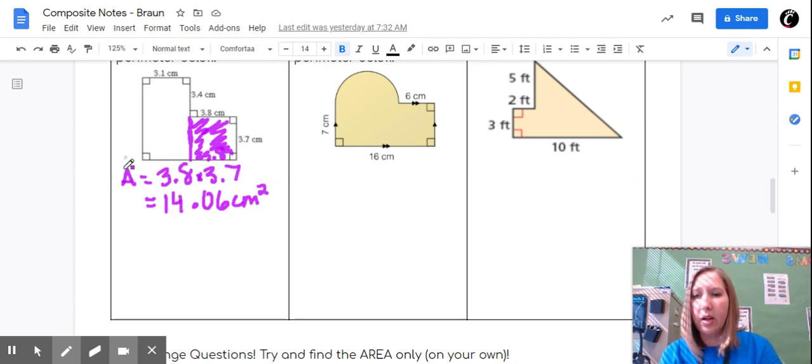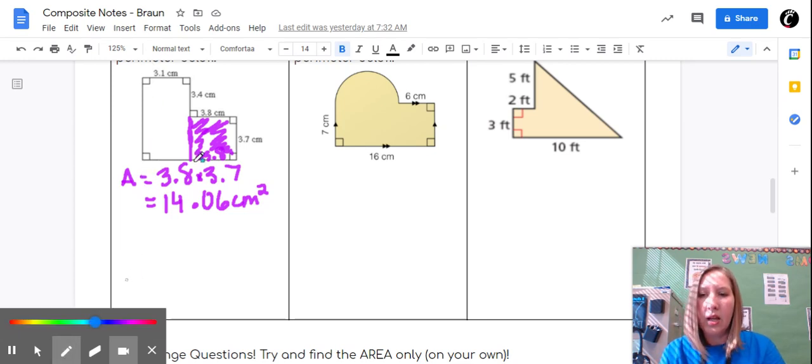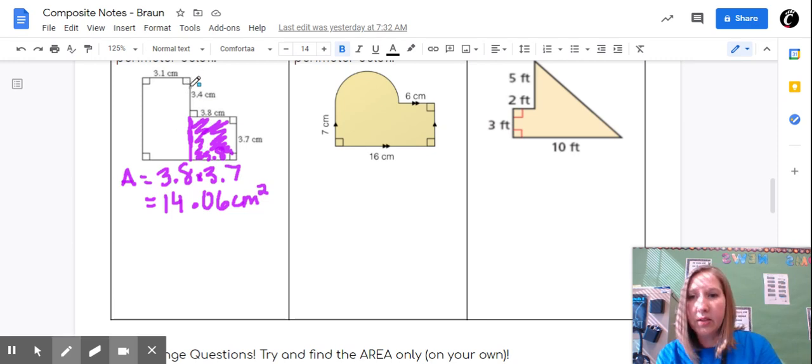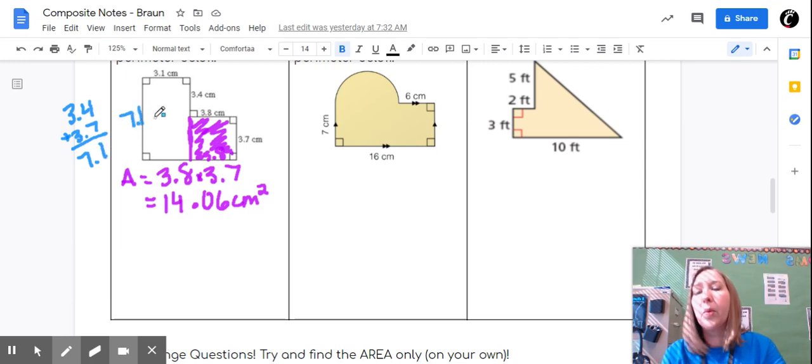Now I want to find the area of my larger rectangle here. I know what my width is, 3.1. I need to find this length here. I don't have that listed, but what I do know is that this full length is going to be this 3.4 here and the rest of this part here, which actually is right across from 3.7. So I have to do 3.4 plus 3.7 to find this length here. And when I do that, I'm going to get 7.1. So I know that this side is 7.1.